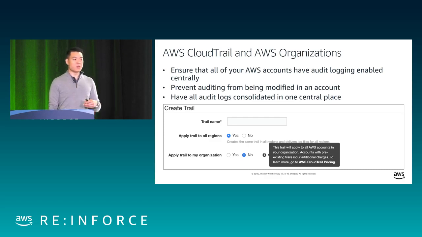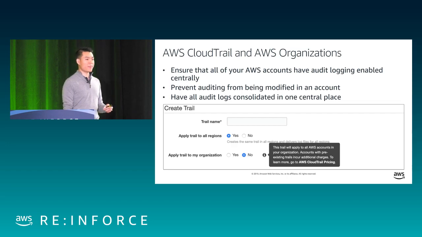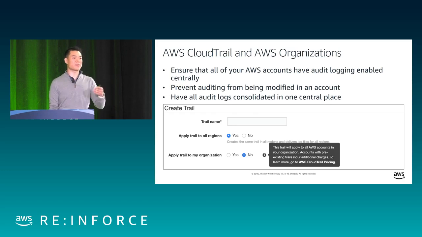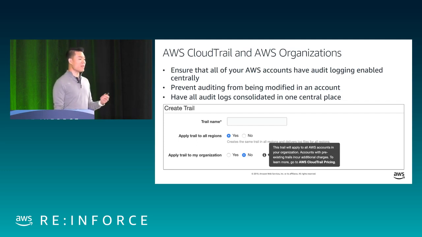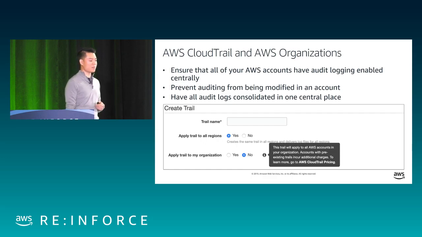And finally, you can have all of your audit logs consolidated in one place in a single bucket. And you can even query off of the central bucket using AWS Athena. So now you can write queries against the information that's stored in your audit log bucket, which is super cool. And so I want to show you how easy it is to set up an organization trail using the CLI.